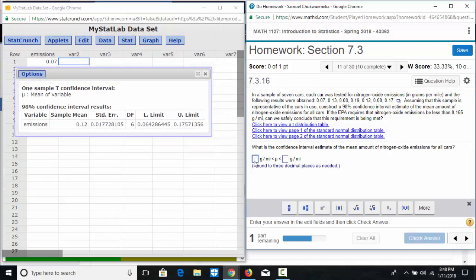So the lower confidence limit to 3 decimal places would be 0.064, and the upper confidence limit to 3 decimal places would be 0.176.